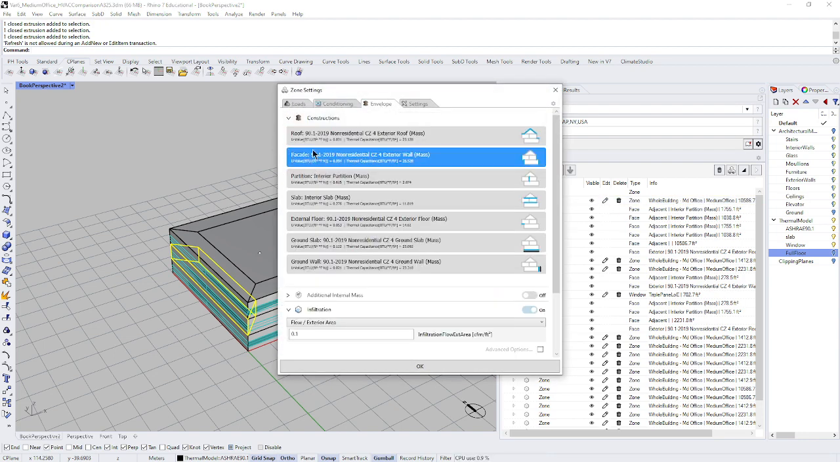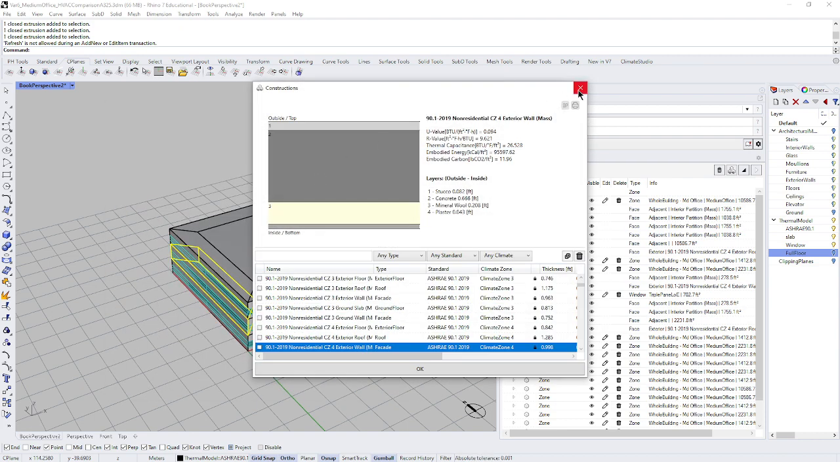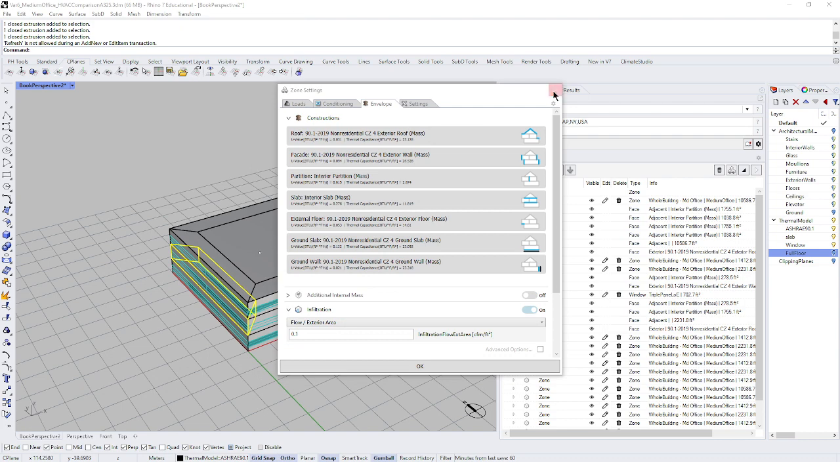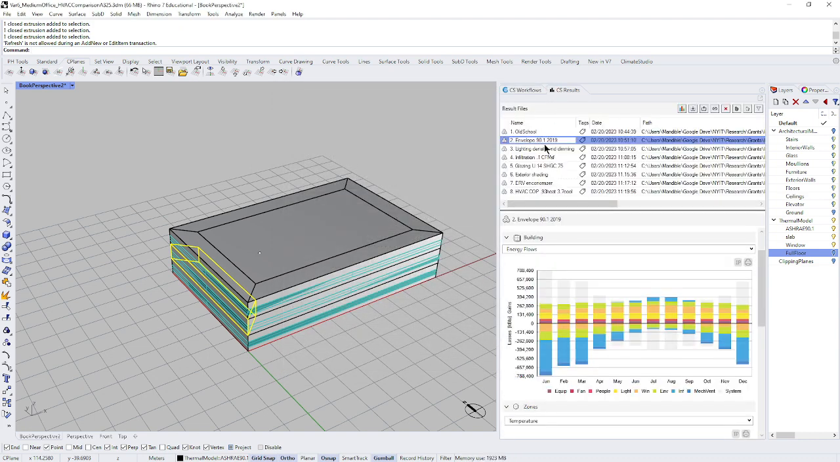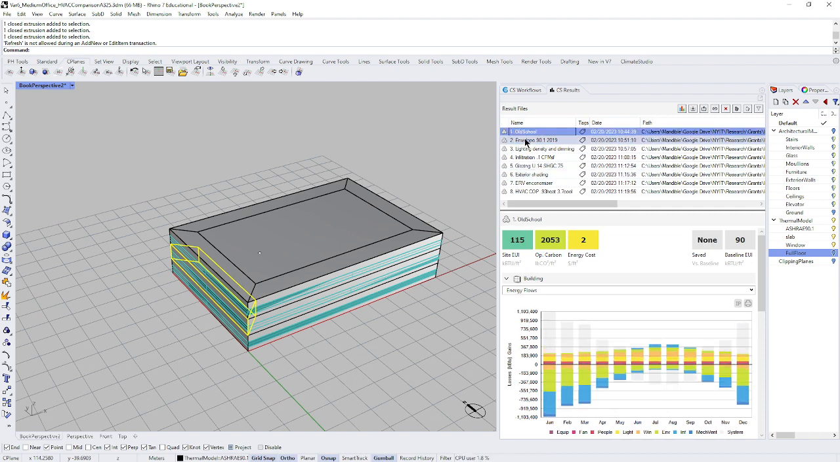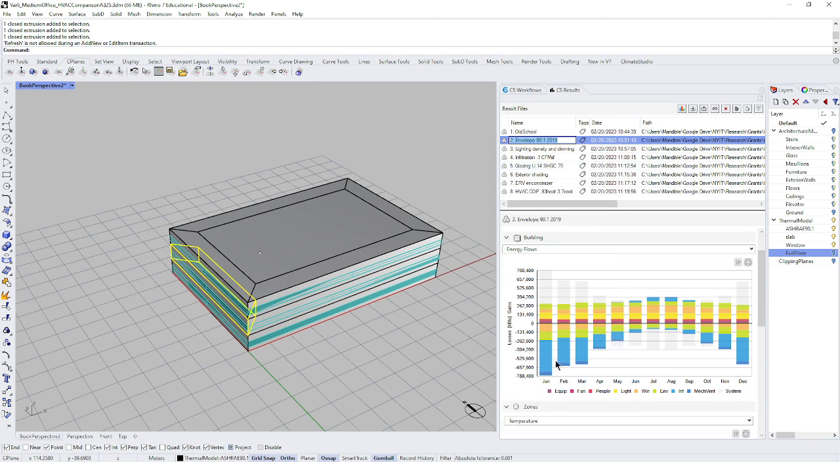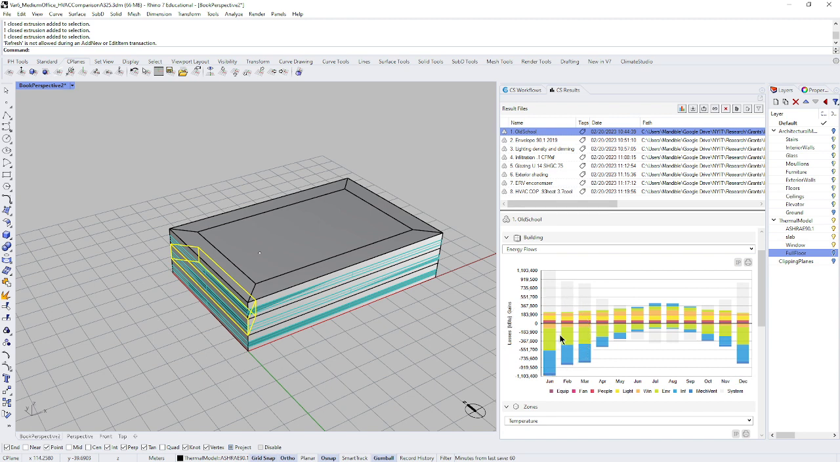And so I have all these, you see 90.1 2019, that's just saying this is an envelope that's designed to the standard. But the point here is that by improving the envelope, I went from an EUI of 115 to an EUI of 80. So that's quite good. And if we go back and look at it, we'll see that a lot was changed in the envelope, which makes sense, right? So this is the way to use this tool.